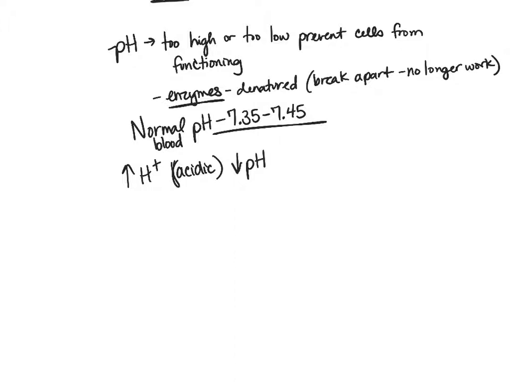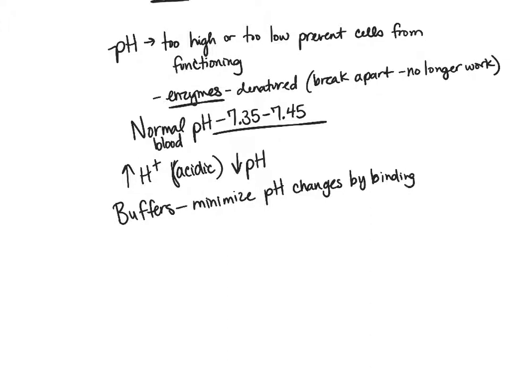And now the way that we are going to try to counteract that in the body is by utilizing things called buffers. Buffers are molecules that minimize pH changes. And they do this by binding or releasing hydrogen ions as needed to keep the pH stable.